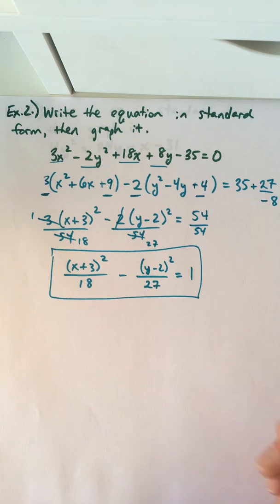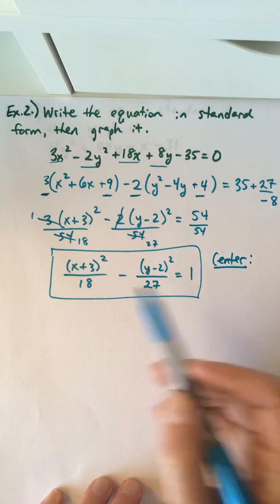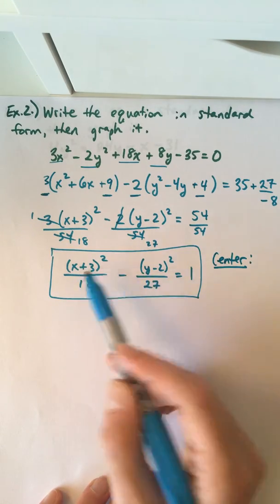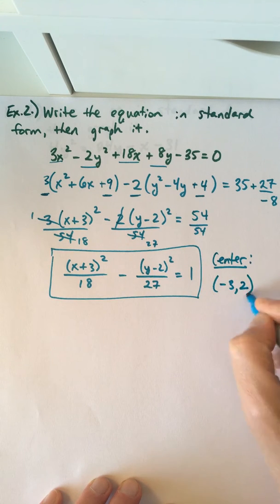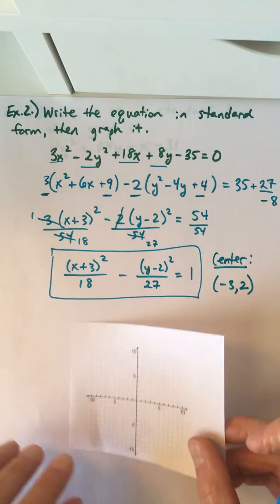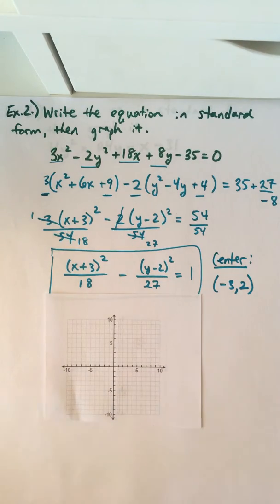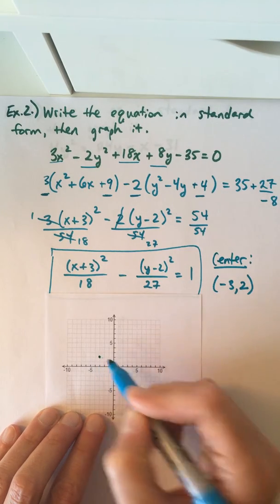Let's think about graphing it. The center of the hyperbola is the opposite of this and the opposite of this, so the x value would be negative 3 and the y value would be positive 2. I'm going to go ahead and use this grid to create the graph. So negative 3 and positive 2, there's the center.